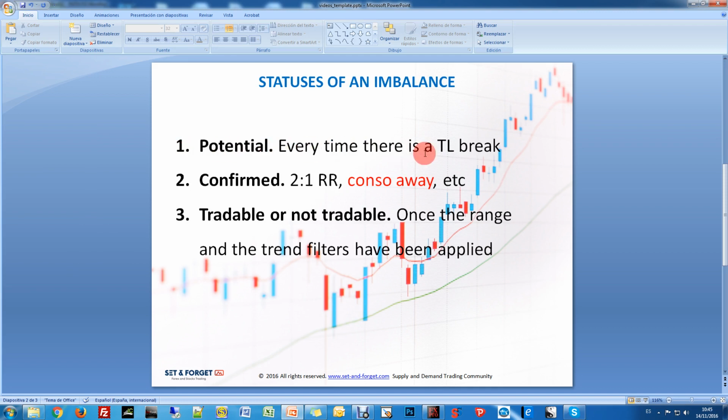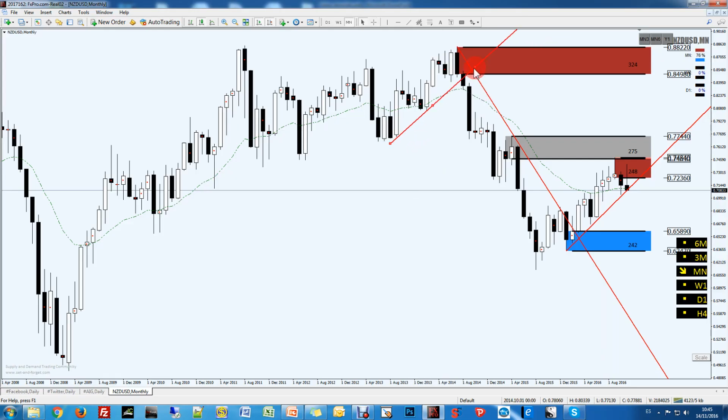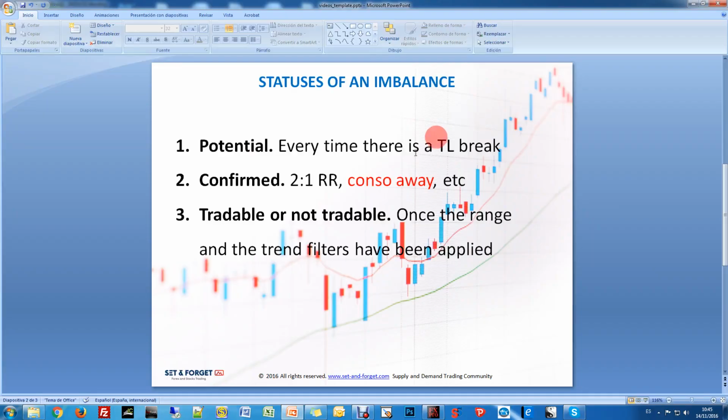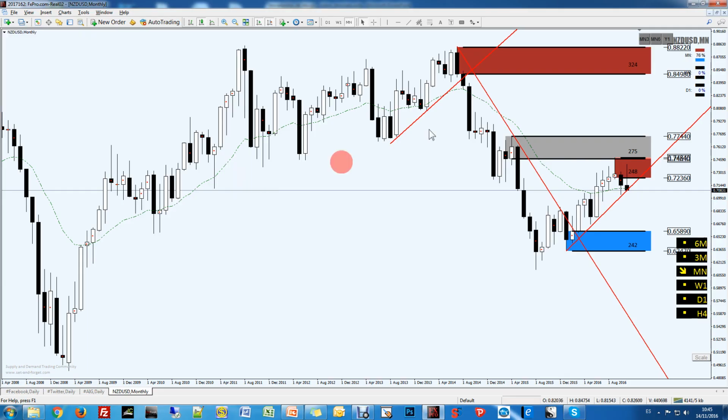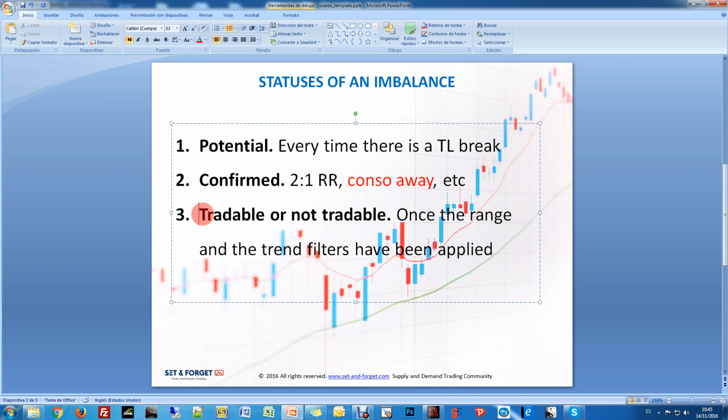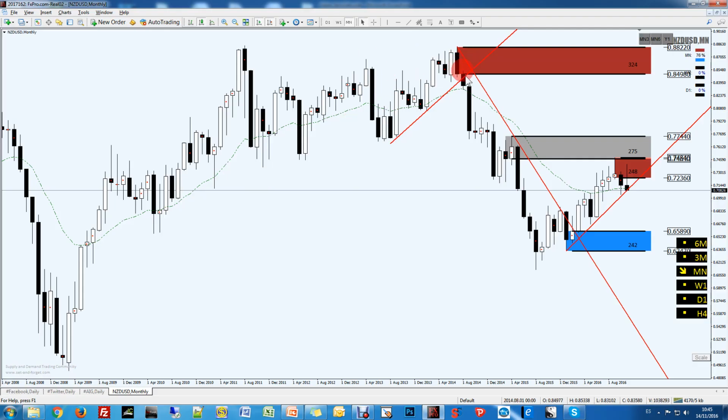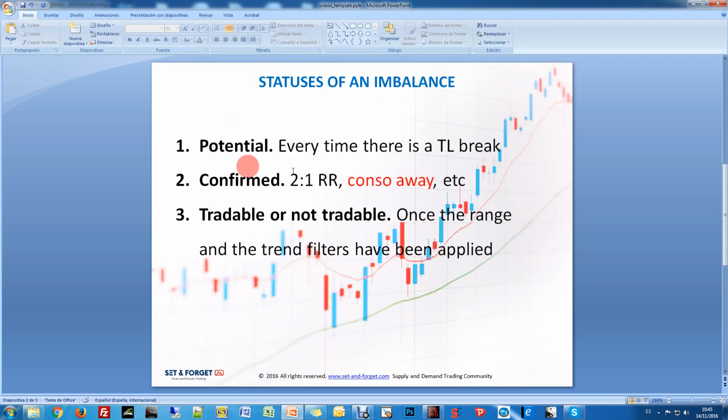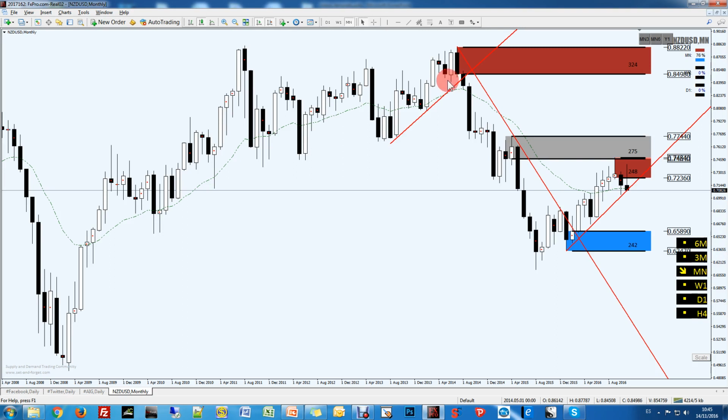Every time there is a trend line break, there is a potential imbalance. It's like here. That was a potential imbalance. Once we get the consolidation away, the risk reward and everything, then we go to the next stage. It is confirmed. And once we've got the confirmation of the level, we need to pass that level through the trend filters. And the range, which is high or low, is all-time highs. So now we don't have demand until down there. Lots of room. We are allowed to shoot from up there at the top of the consolidation range. Okay, so that's how the status of an imbalance is assessed: potential, confirmed, and tradable.